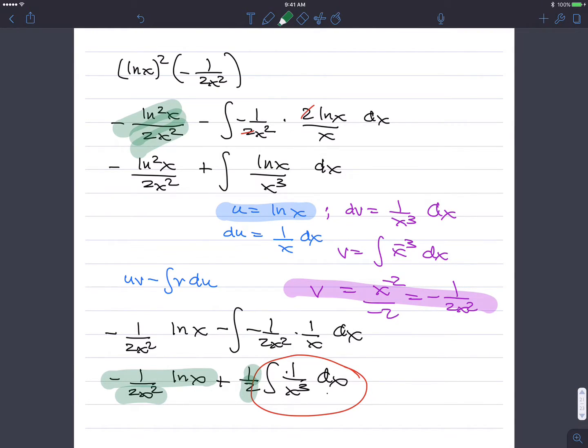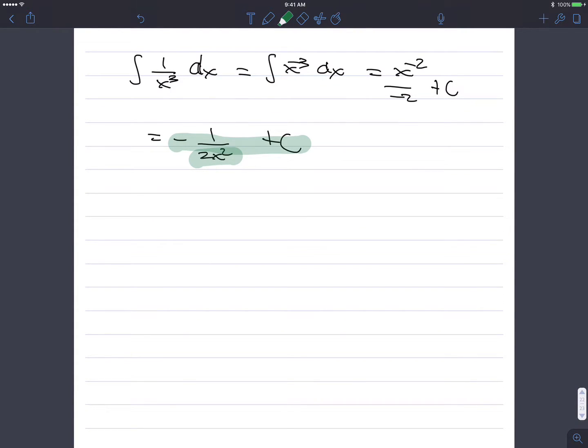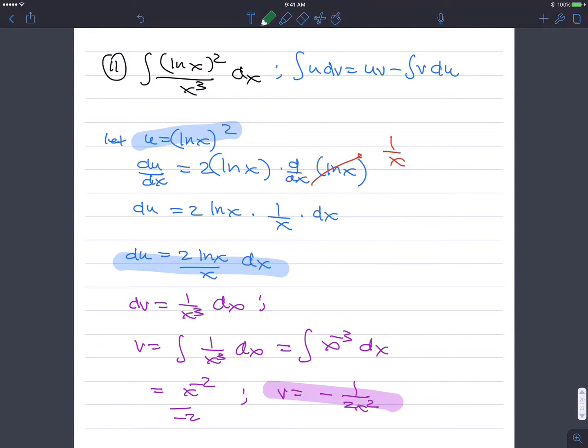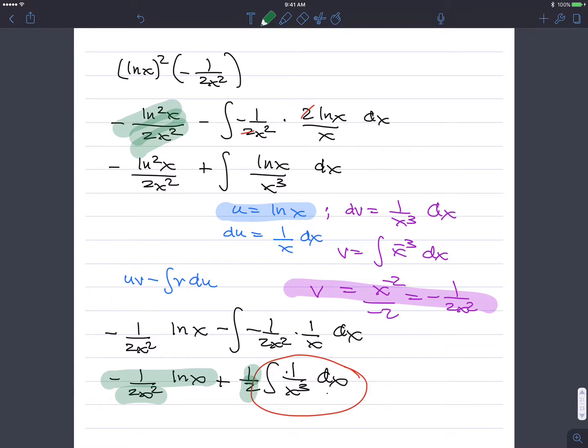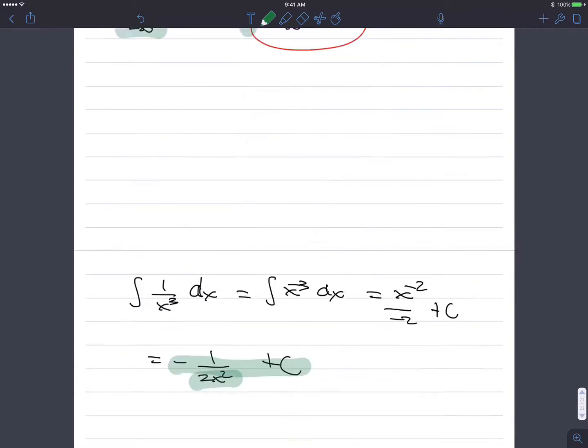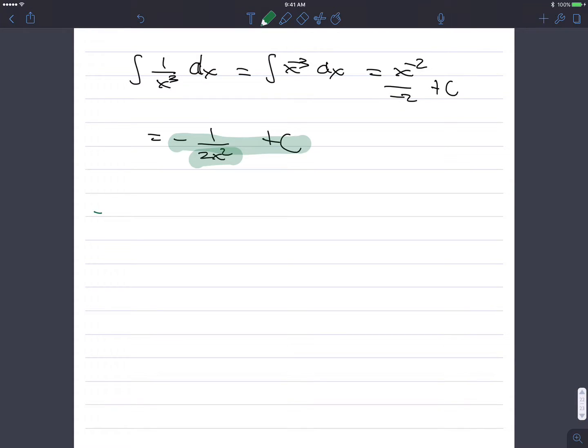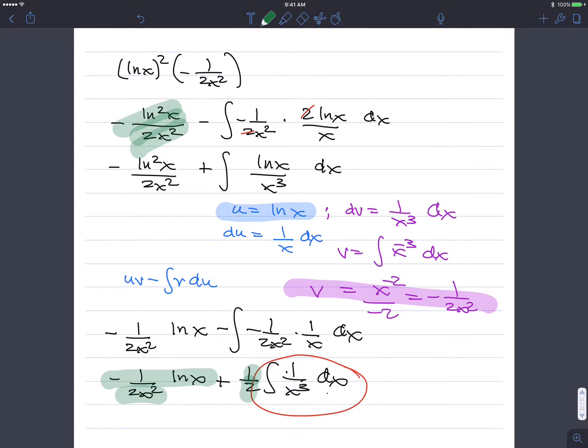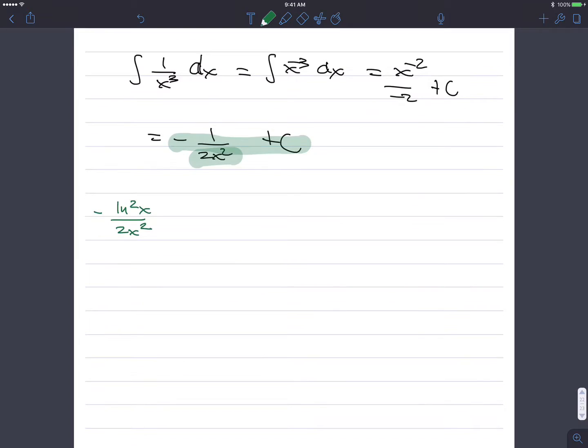So let's put this all together. Start off with top. Minus ln squared x over 2x squared. And then we have minus ln x over 2x squared.